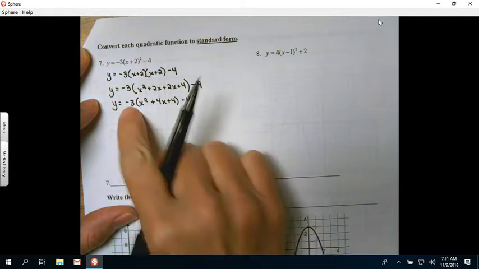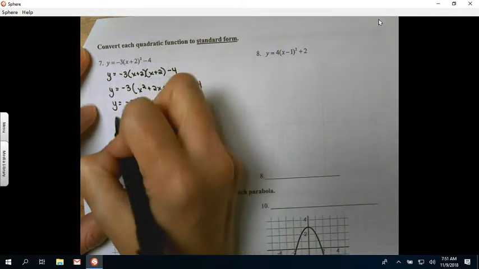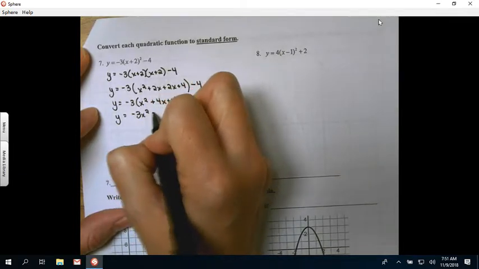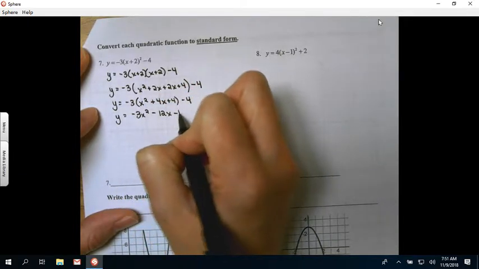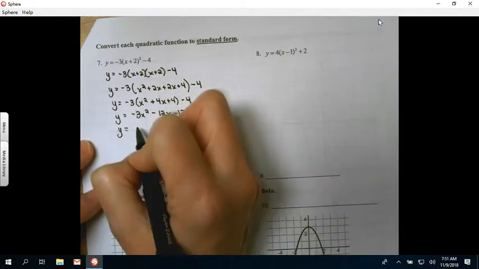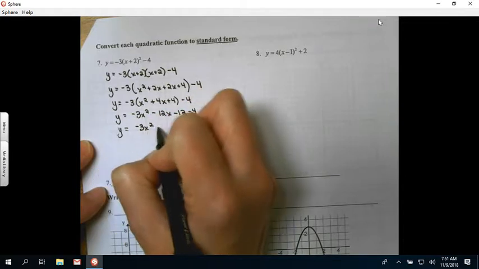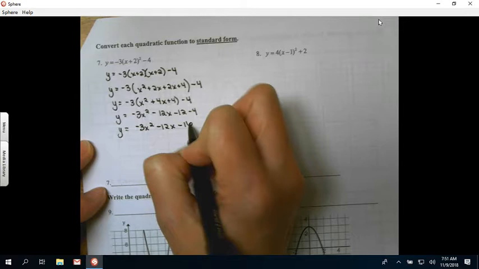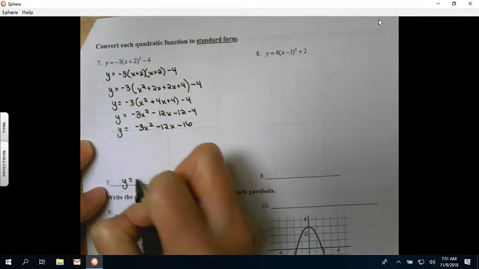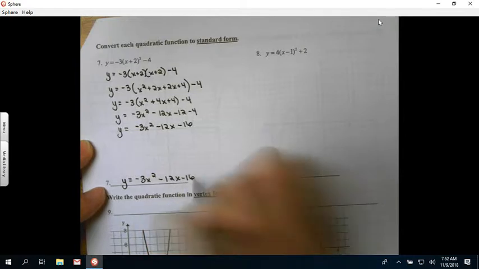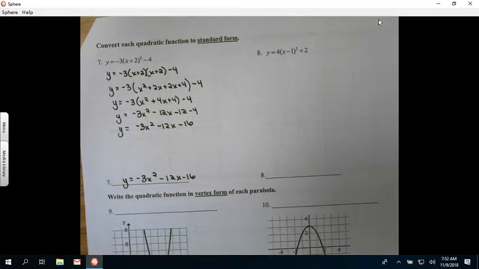Right. This negative 3 on the outside needs to be distributed to everything inside the parentheses. And the last thing you need to do is combine these two constants at the end. So I have a negative 12 and a minus 4 gives me minus 16. So that is standard form.